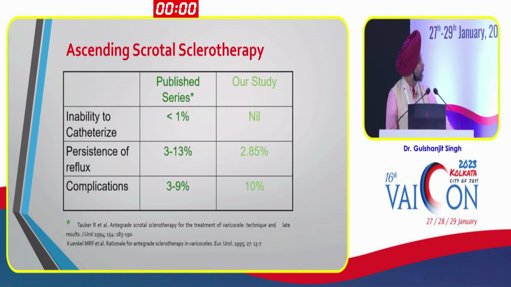Inability to catheterize was less than 1%. In published series, we had nil. Persistence of reflux was 2.85%, comparable with the published series, and the 10% complications were again comparable.